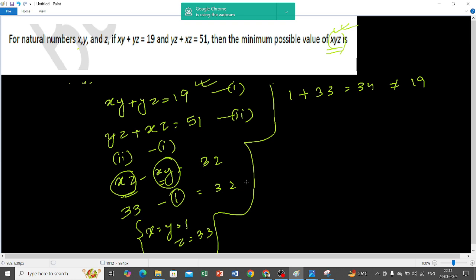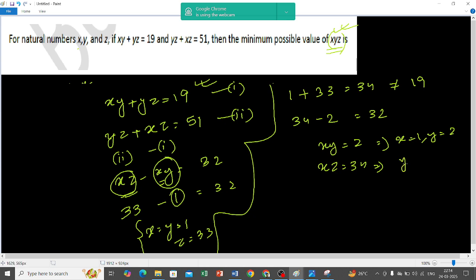What can be the other options by which the smallest two numbers on subtraction will give 32? Tell me. 34 minus 2, that is 32. In that case, my xy is 2. So one thing can be x equals 1 and y equals 2, and xz is 34. In that case, if I take x equals 1, my z is becoming 34. Let me see whether it satisfies this equation or not. xy is 2 and yz is 68. No, it is not becoming 19.